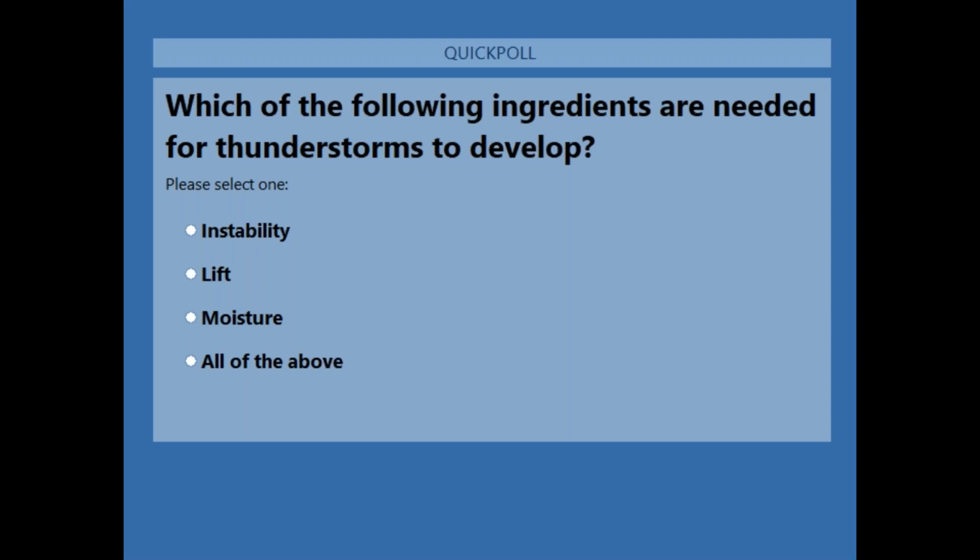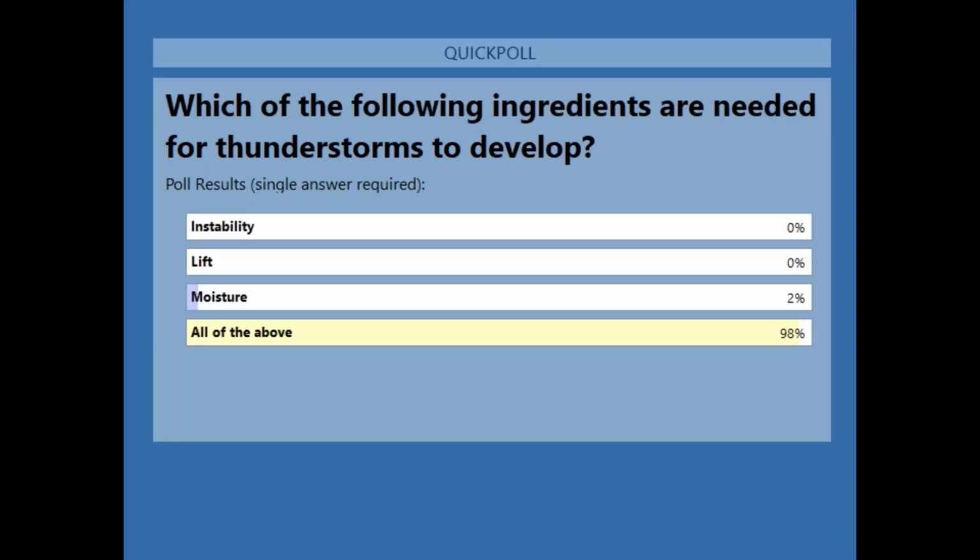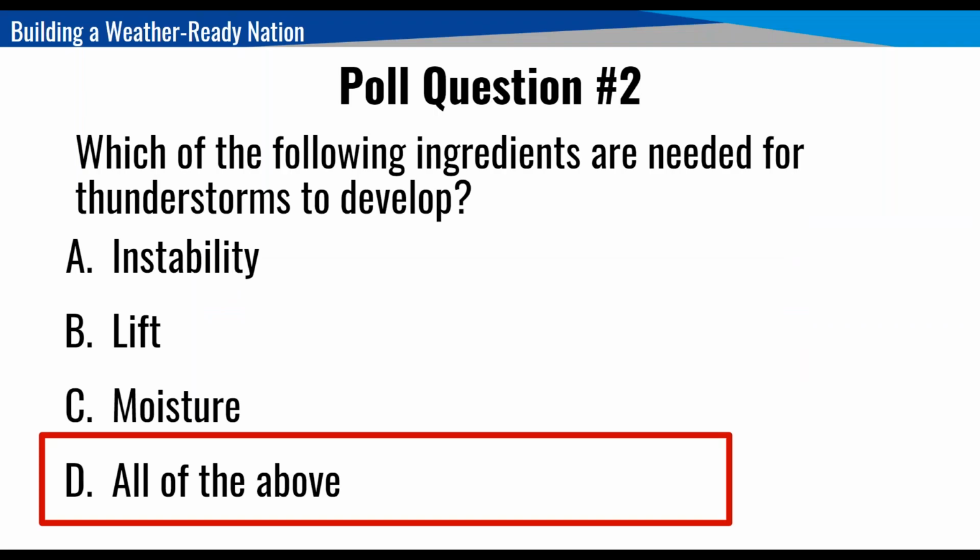Give a few more seconds for some more votes to come in on this particular poll. So it looks like the results are in here, and an overwhelming majority got the correct answer. 98% came in with the right answer for all the above. All these ingredients are needed for thunderstorms to develop.